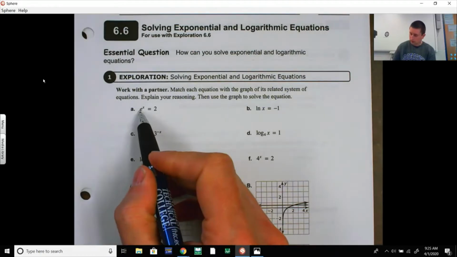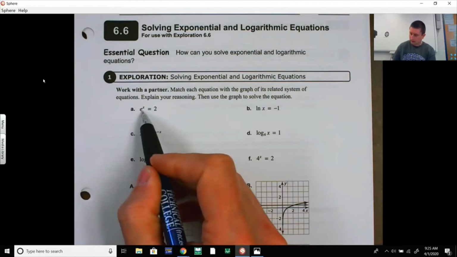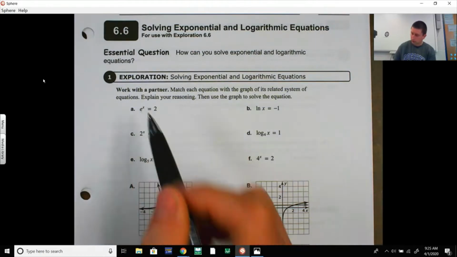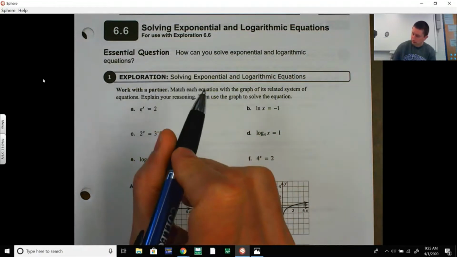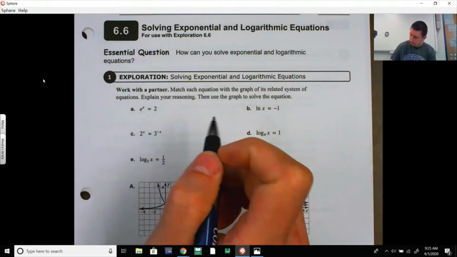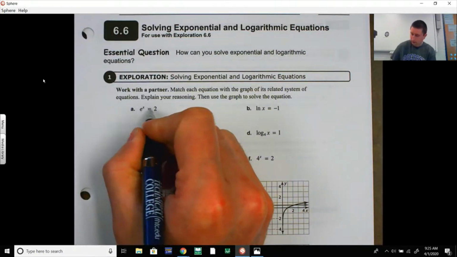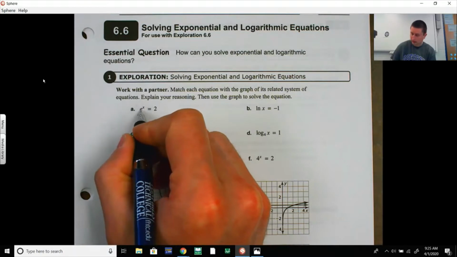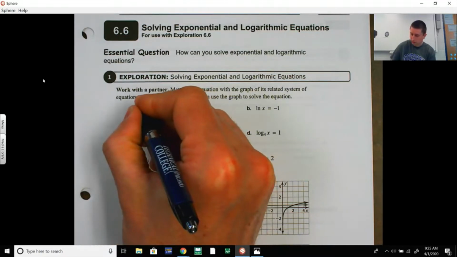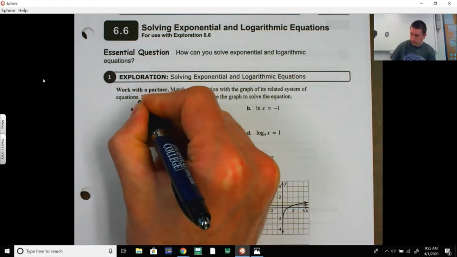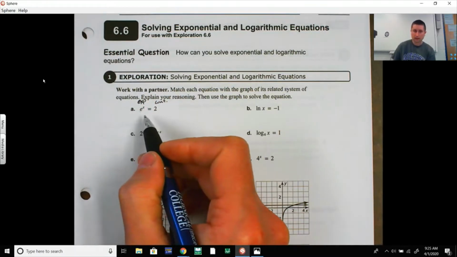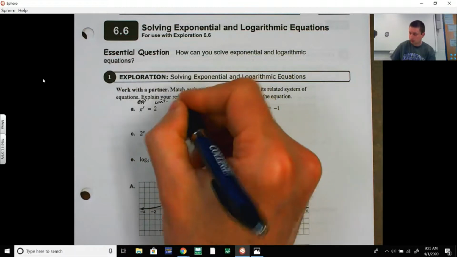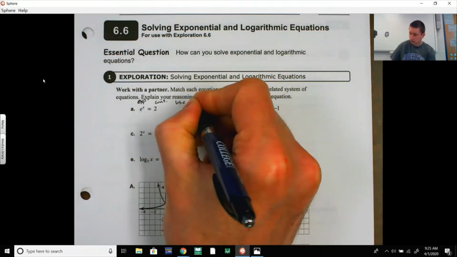So if we have something like e to the x equals 2, of course, we can use a graphing calculator to help us with that, but that is a resource, not the way it needs to be done at times. e to the x equals 2. So you notice how we have an exponential function on one side, and we have a constant on the other side. When we have something like this, we will need to use logarithms.